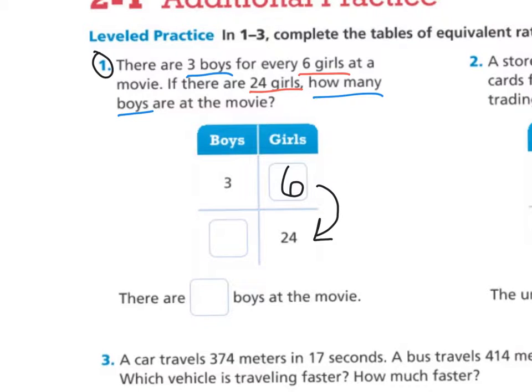if you look, going from 6 to 24, that'd be 4 times as many girls. So 4 times as many boys if we keep that same proportion. And then, so that would be 12 boys.